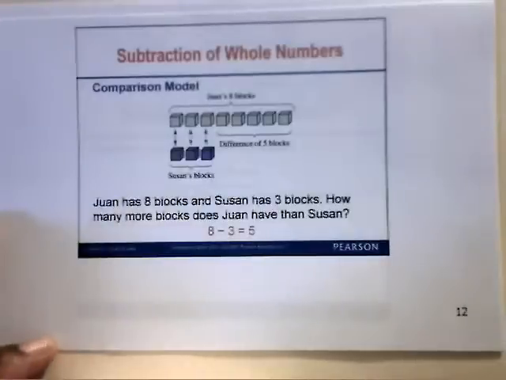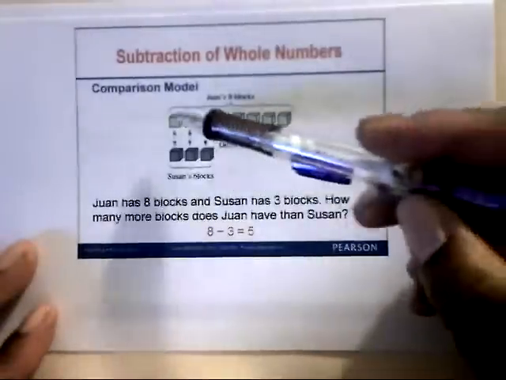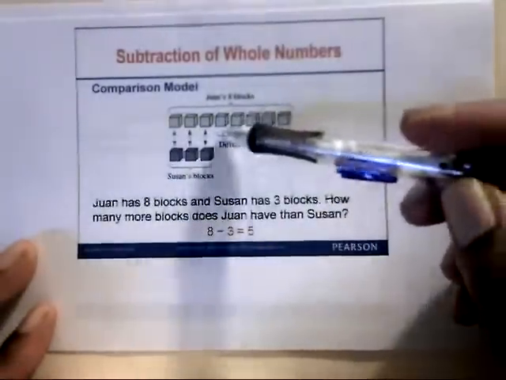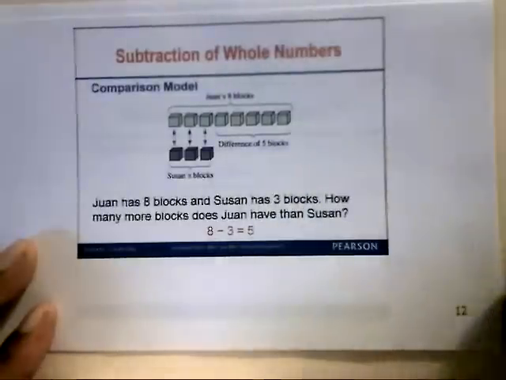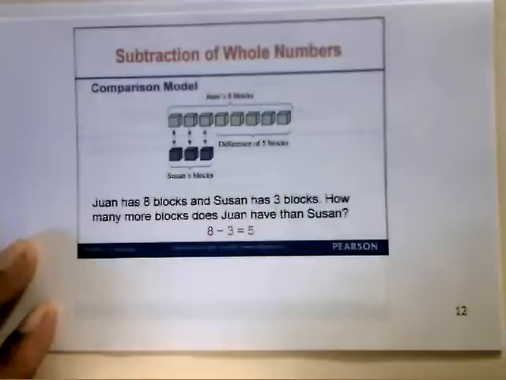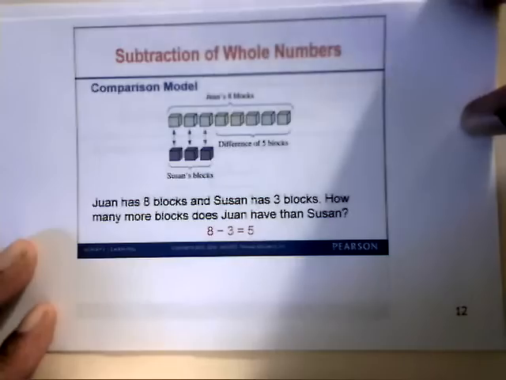And here we can use the comparison model. Here we have Juan with 8 blocks and Susan with 3 blocks. How many more blocks does Juan have than Susan? You compare those two, you can see that the difference is 5 blocks. That means that Juan has 5 more blocks than Susan. That represents 8 minus 3 is equal to 5.